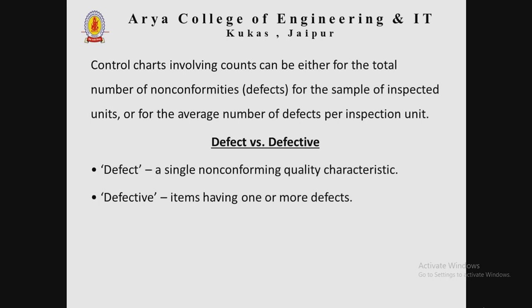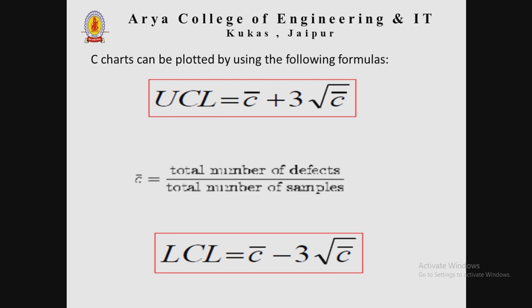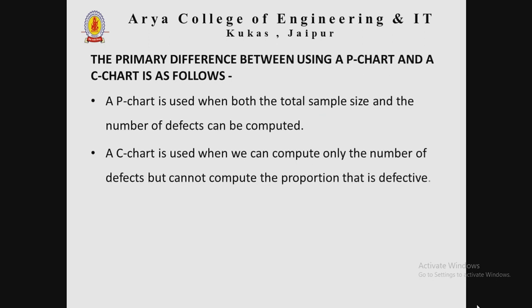What is the difference between defect and defective? A defect is a single non-conforming quality characteristic, and a defective means an item having one or more defects. We can calculate the UCL, CL and LCL for the C chart as follows. UCL is equal to C bar plus 3 root C bar, and C bar is the total number of defects upon the total number of samples. LCL is C bar minus 3 root C bar.